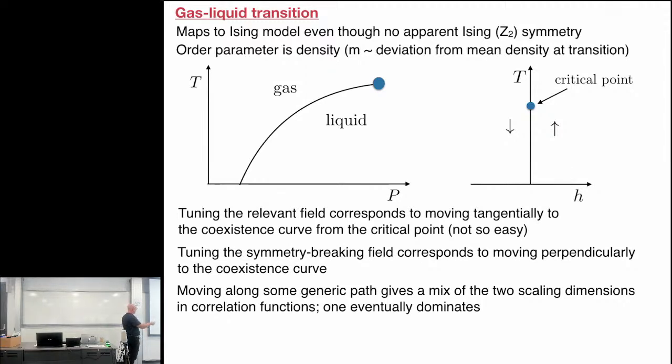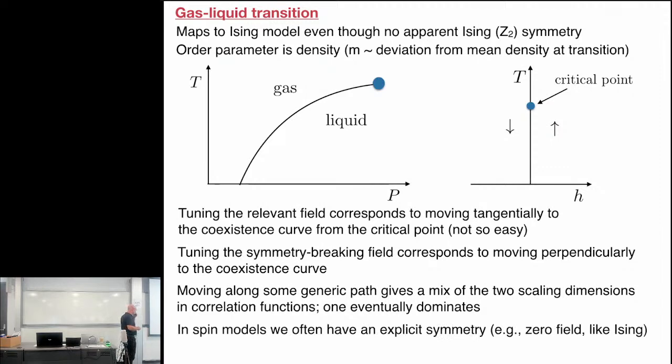So the gas-liquid transition is actually much more difficult, because if we go like that or like that, we go in some arbitrary direction and we mix scaling dimensions.